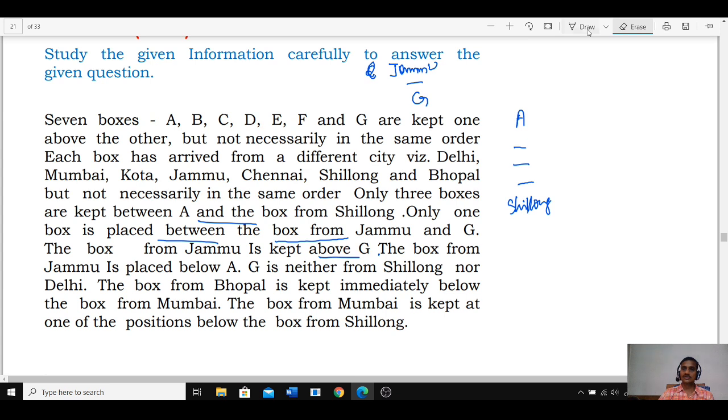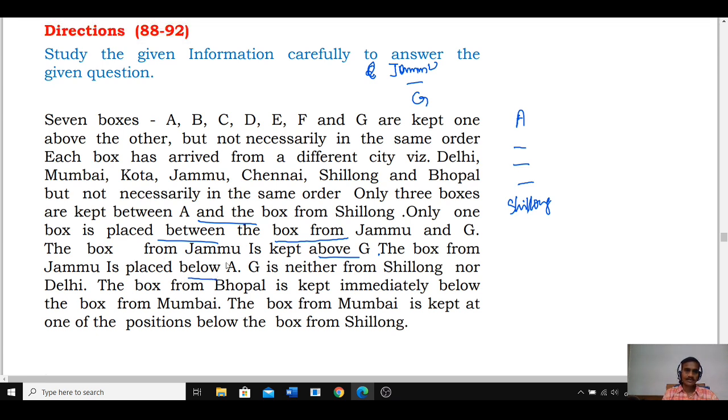Then J and G. Let's talk about Jammu and G. Now Jammu is here, G will be here. Jammu is here, G will be here, and so on. N number of possibilities. And G is placed below A. Jammu is kept above G. And the box from Jammu is placed below A.